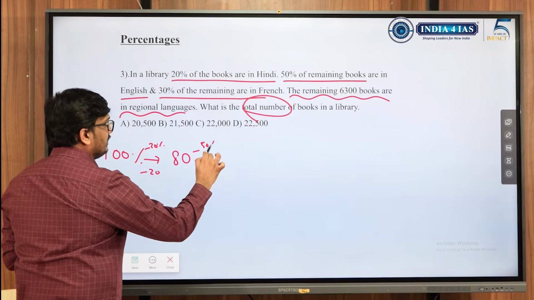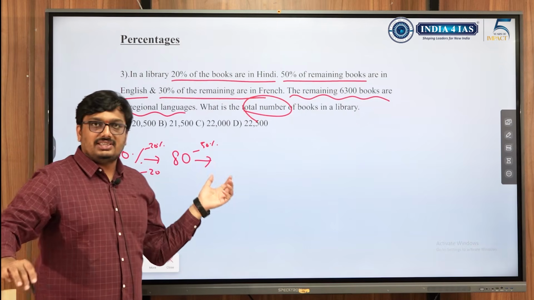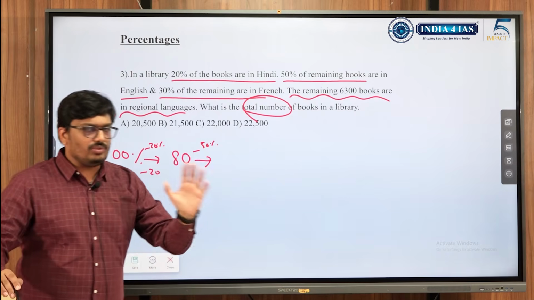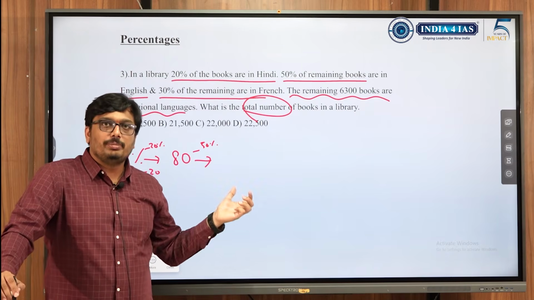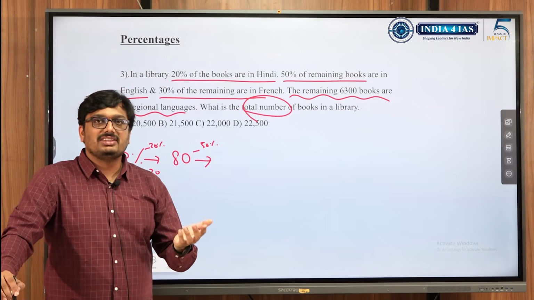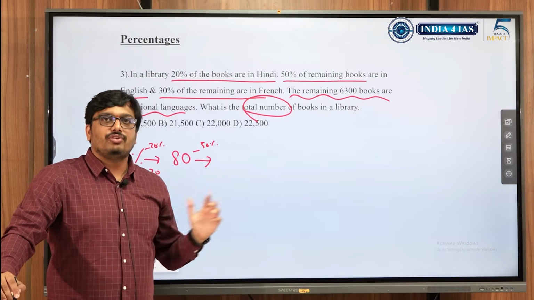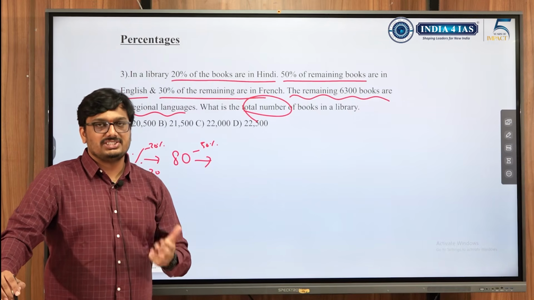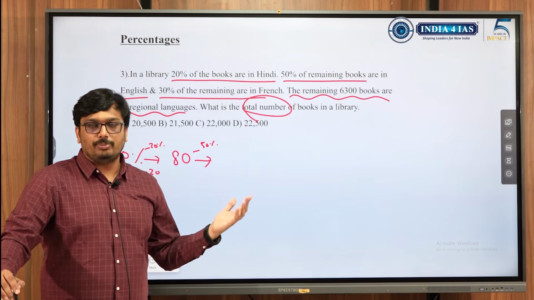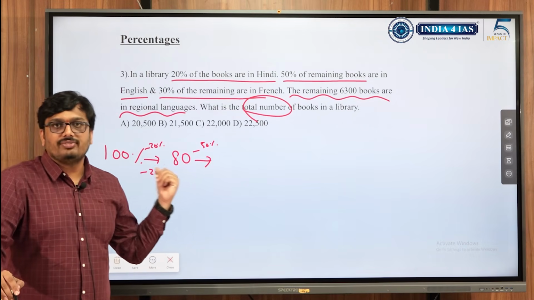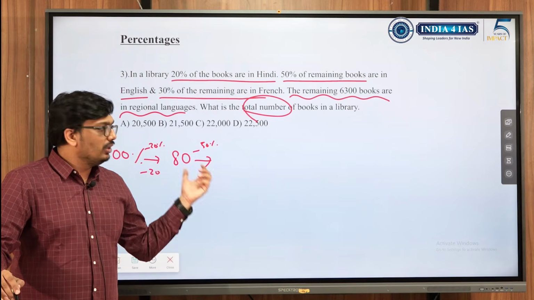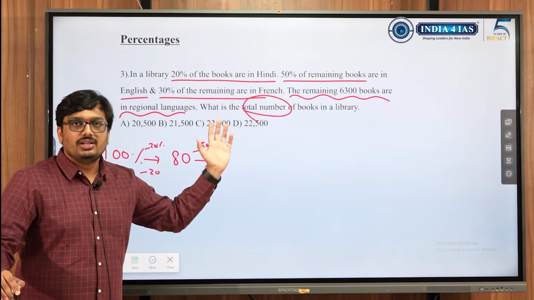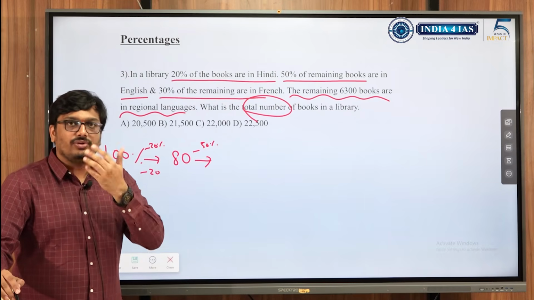What is 50%? Listen, in percentages, we should learn the relationship between fractions and percentages. 1 means 100%, 1 by 2 means 50%, 1 by 3 means 33.33, 1 by 4 means 25, 1 by 5 means 20%, 1 by 6 means 16.66, 1 by 7 means 14.28, 1 by 8 means 12.5, 1 by 9 means 11.11, 1 by 10 means 10%. These basics we should learn. These concepts we will first give before starting the classes.